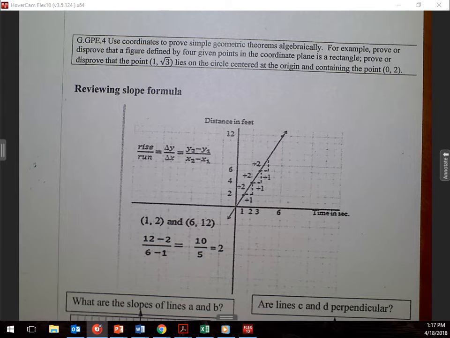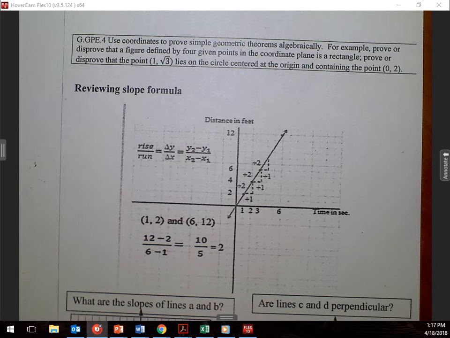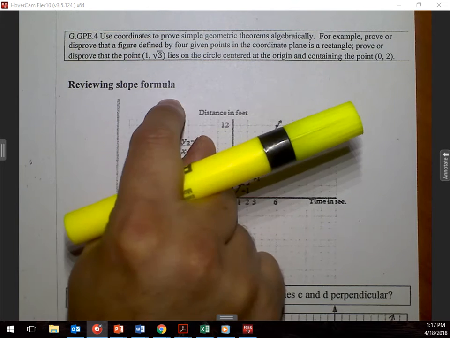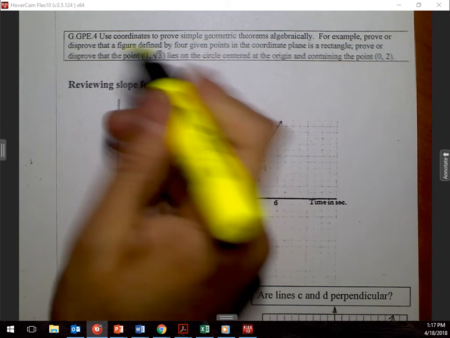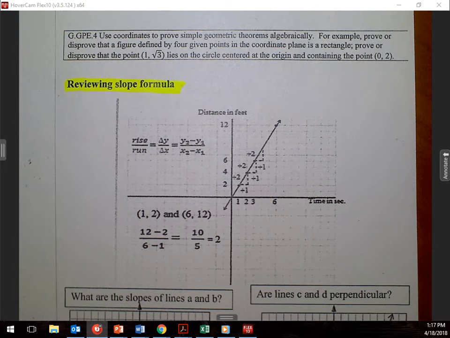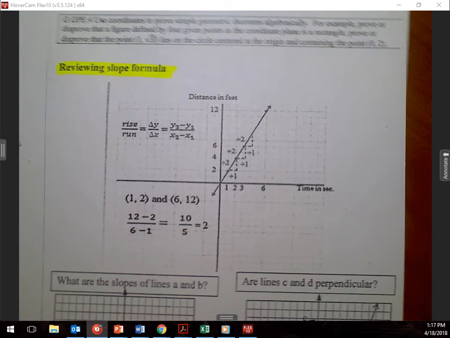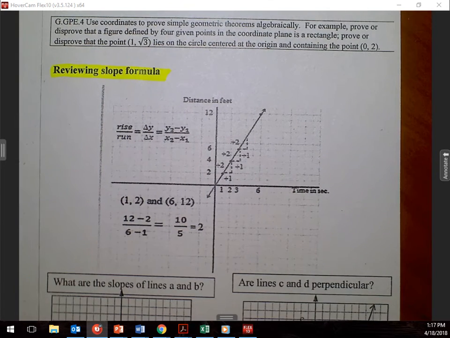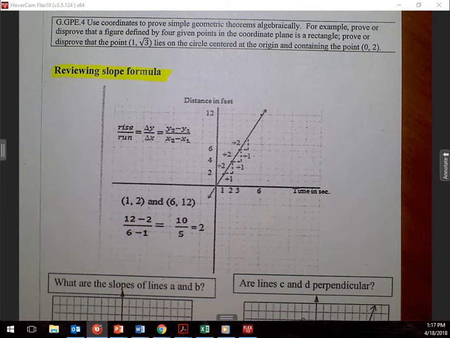All right, so for my table of contents, what am I writing here? The date. Reviewing slope formula, and today's date is the 18th. Okay, so all this stuff is already done here for you, but I'm going to go through and actually talk about this.